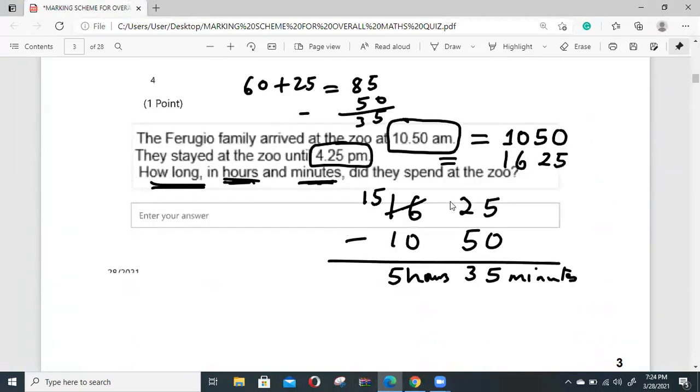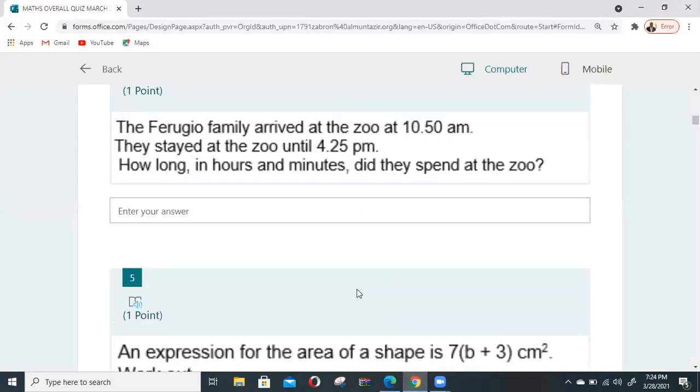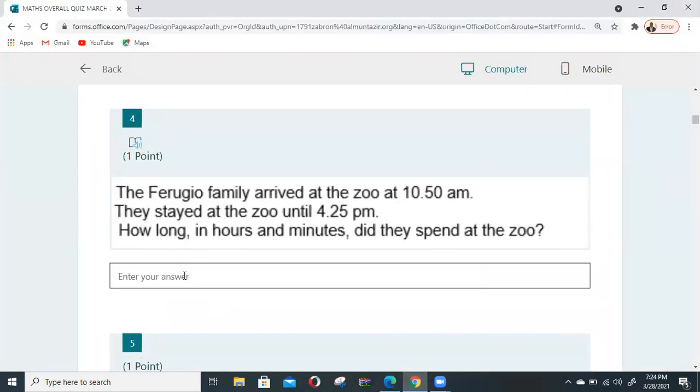And there we go. So we got 10:50 a.m. into 24-hour system is 10:50. 4:25 we got is 16:25. Go ahead subtracting. You're gonna get 5 hours 35 minutes. 5 hours 35 minutes is the answer which you're supposed to enter here. So I'm gonna go ahead writing 5 hours and 35 minutes. That's the answer which you got.